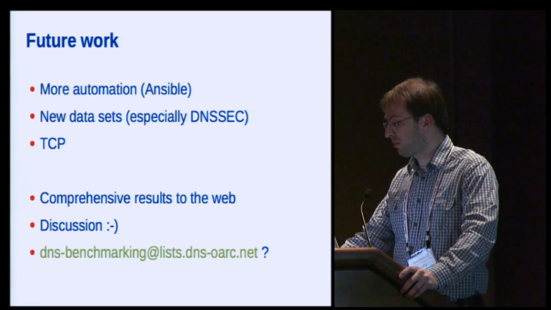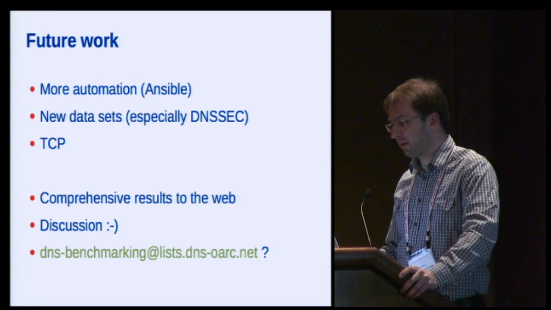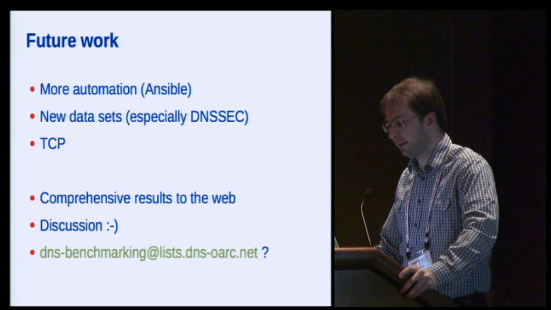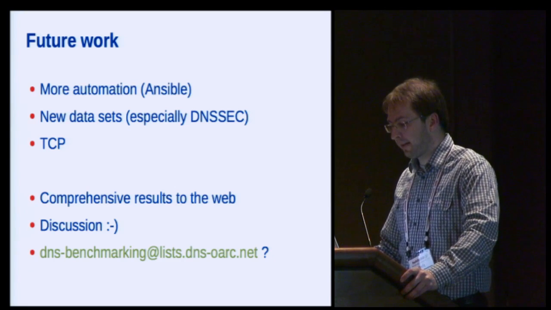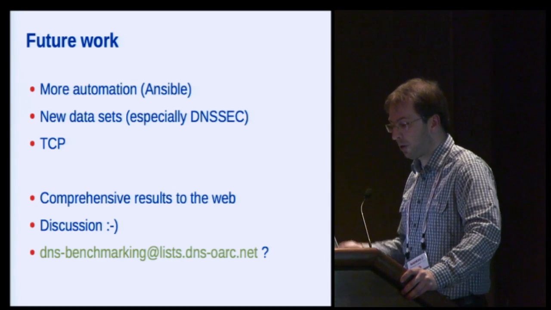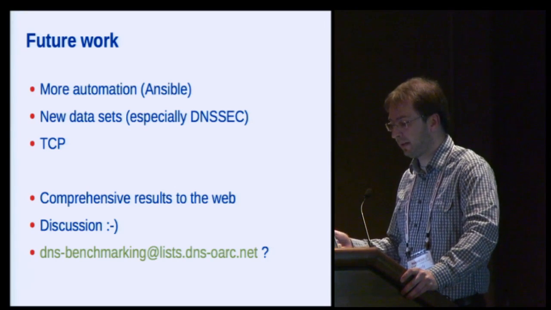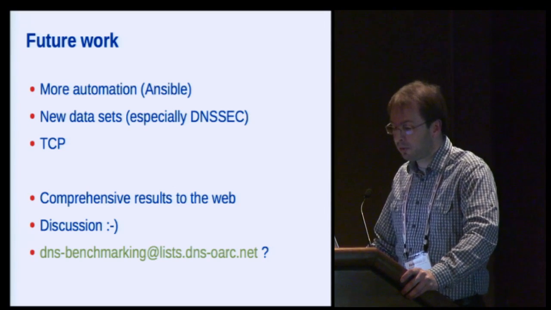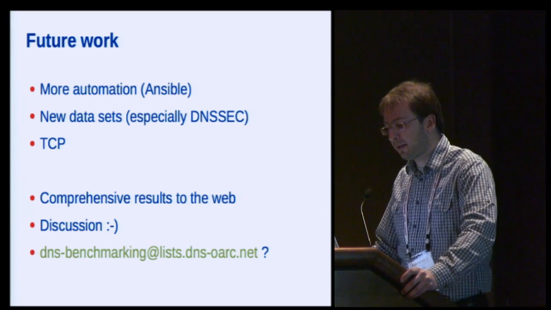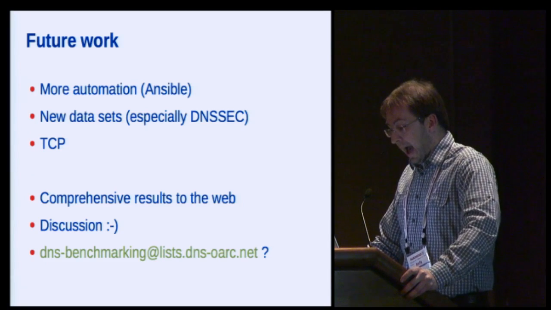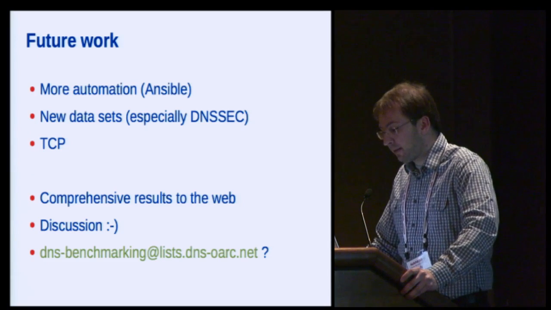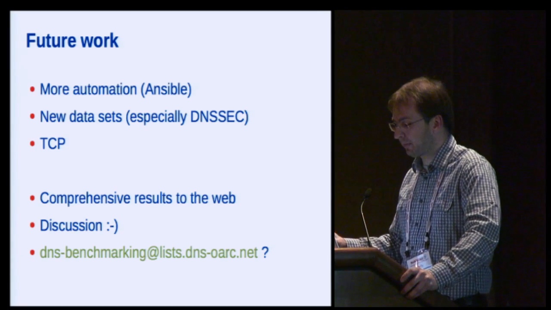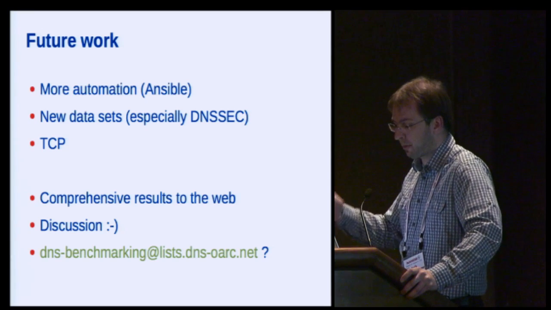And we would like to measure TCP, because people are now discussing DNS over TCP as a default option, and actually the performance is the most important issue there. So it's actually quite a challenge to measure TCP and do it right. So it's on our roadmap, and we would like to add more comprehensive results to the website, because now what we have there are only processed charts.